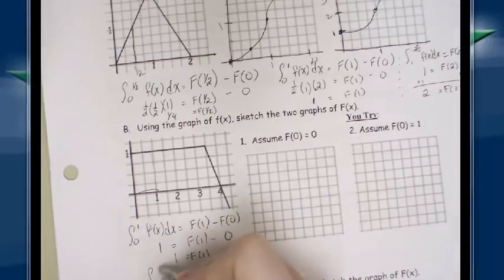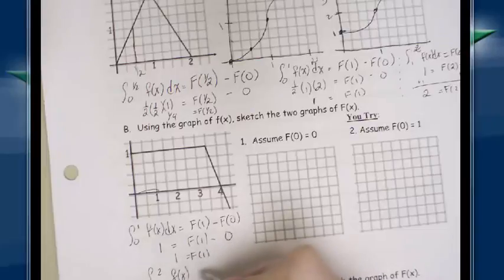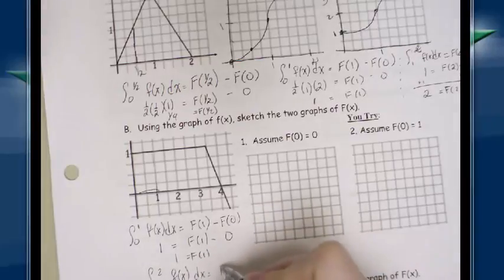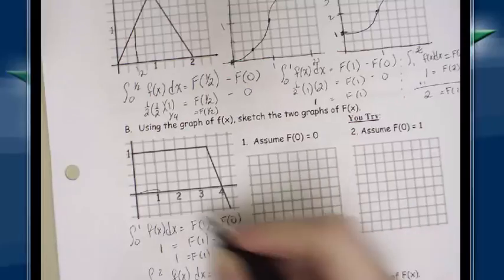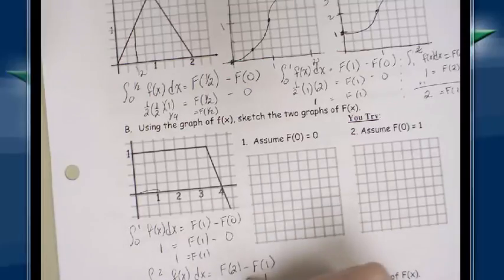Let's go 1 to 2. I know this is going to be shocking information. F of 2 minus F of 1. F of 1 we recently learned was 1. F of 2. And that area is also 1.